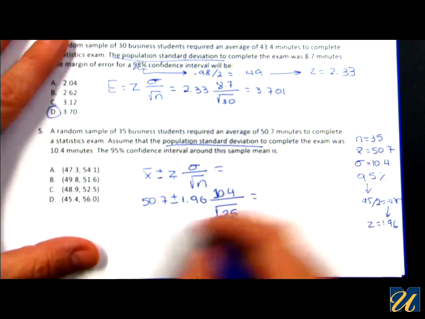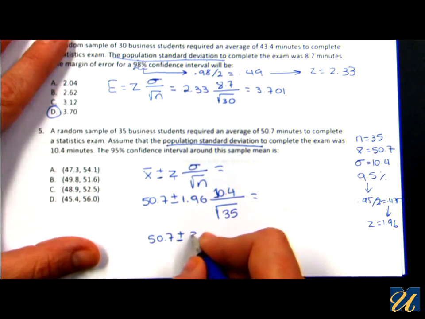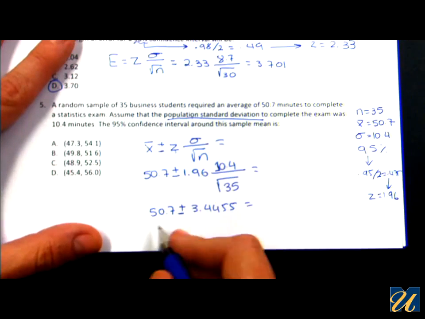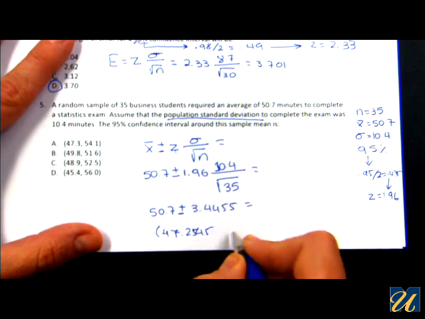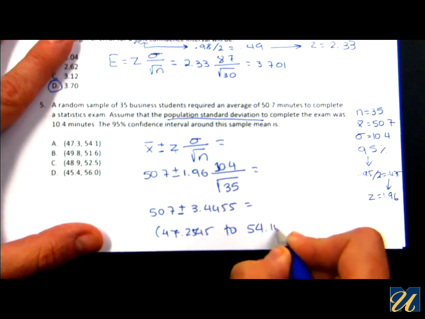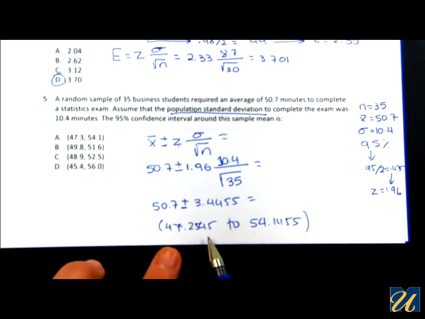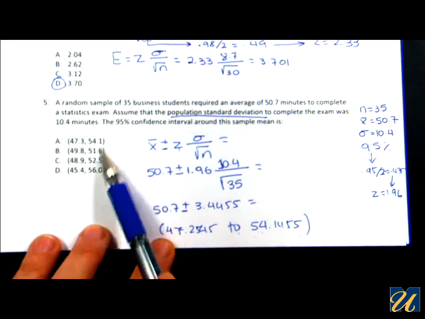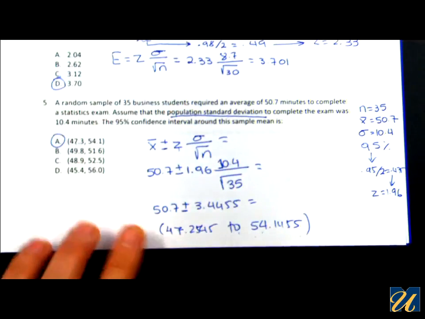So this will be equal to 50.7 plus minus a margin of error of 3.4455. So the confidence interval will be from 47.2545 to 54.1455. Again, you might have slightly different numbers based on the number of decimals that your graphing calculator rounds up to. Based on the answers that I have, the answers that we are given here rounds up to one digit, therefore the correct answer will be A.